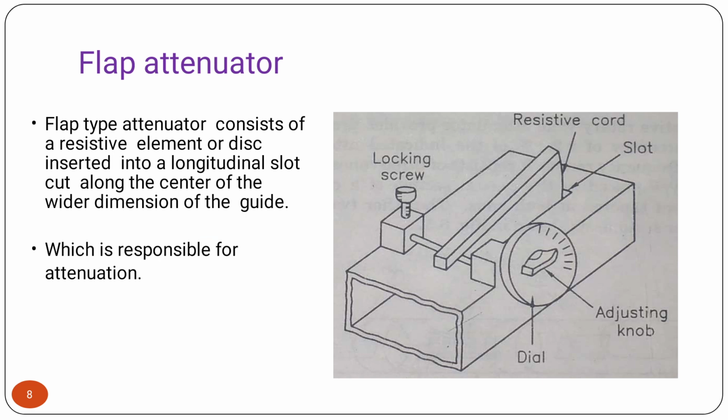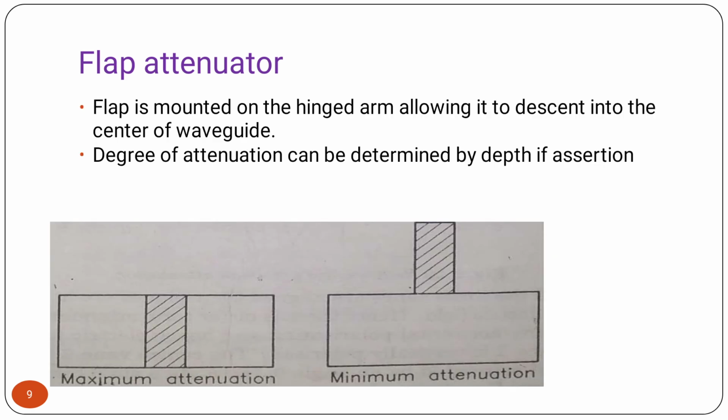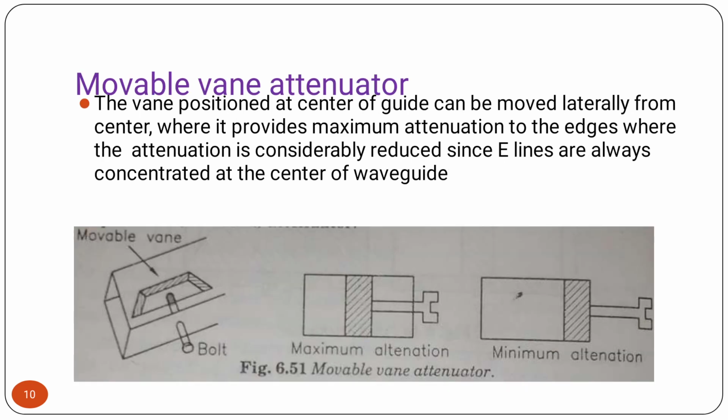Flap attenuator. A flap attenuator consists of a resistive element or disc inserted into a longitudinal slot cut along the center of the wider dimension of the guide, which is responsible for attenuation. The flap attenuator is mounted on a hinge, allowing it to descend into the center of the waveguide. The degree of attenuation can be determined by the depth of insertion.